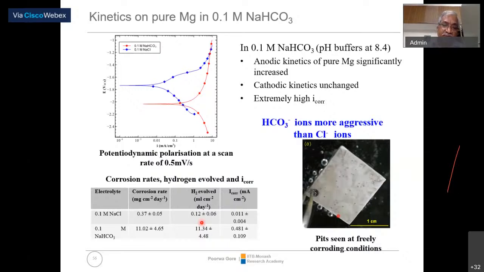But the point here is that I can measure hydrogen evolved on the metal surfaces and relate that hydrogen evolved to the corrosion process. How much of corrosion is related only to oxygen evolution? How much of it can go to the oxygen reduction process? How much is related to the hydrogen evolution process? I can quantify it actually, right? So this is possible.